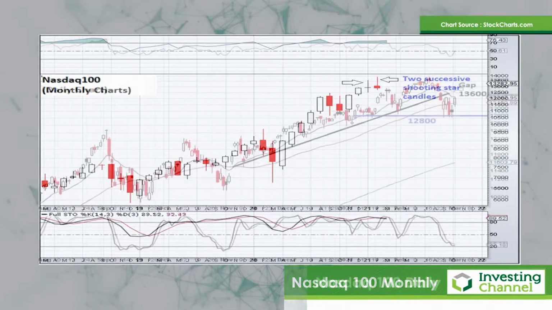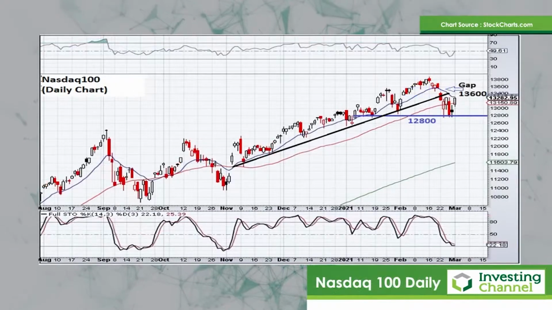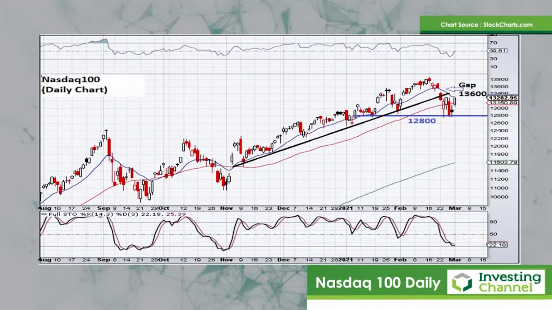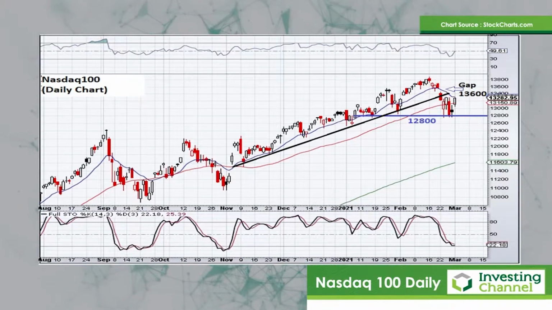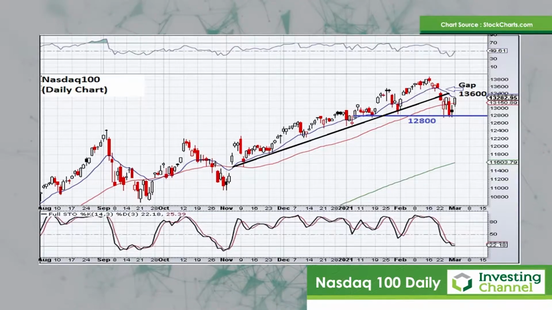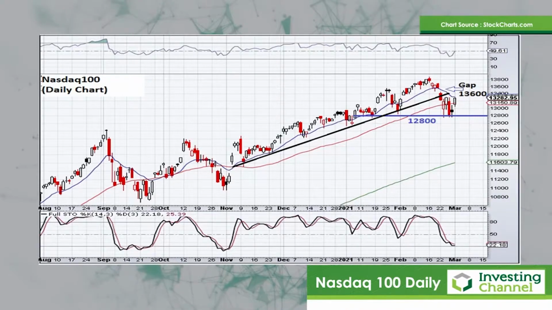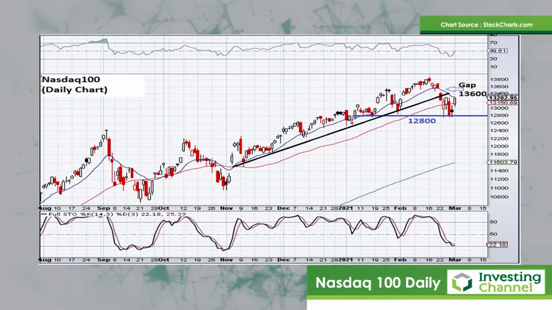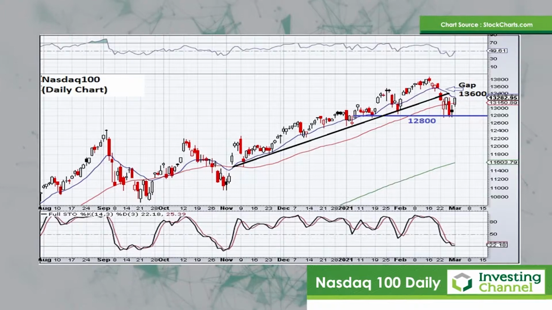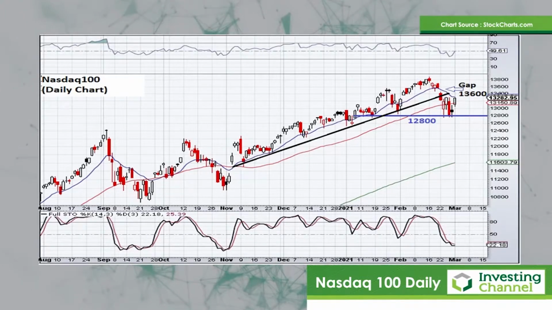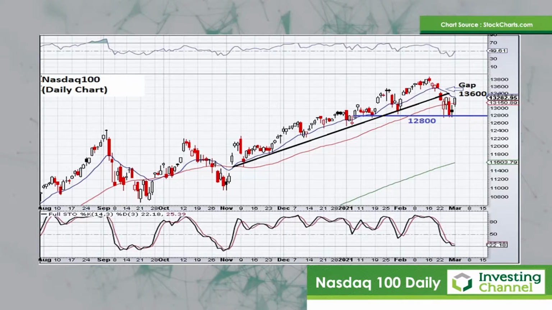Then let's finally take a look at the daily chart of the Nasdaq. What's interesting to note here is the support level at 12,800. That's a lateral support level that's been valid through January and February and now into March. And there was a gap to the downside in late February that comes in at around 13,600. We need to see what happens if this Nasdaq pushes up into that gap and whether that gap acts as resistance. If it does, then there's a possibility that we could see the right shoulder of a head and shoulders pattern beginning to form here. So that'll be quite key to watch.